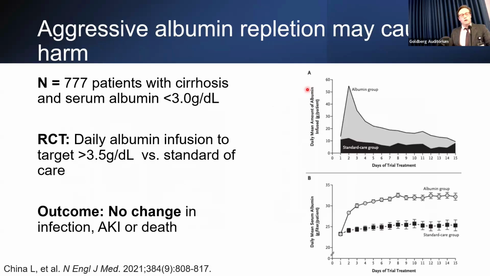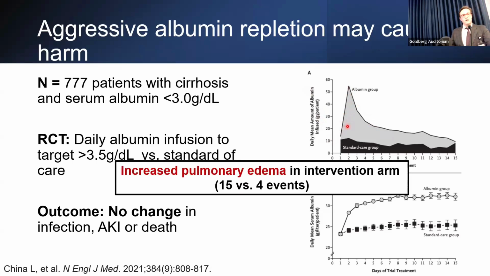And this is the albumin that I was talking about. In the same issue of the New England Journal, it really asks the question, is keeping a patient with cirrhosis who has hypoalbuminemia to a serum albumin greater than 3 beneficial, from restoring effective circulating volume, from preventing infections, et cetera. What we can see is the patients in the albumin arm certainly received a lot more albumin and certainly had an improvement in their albumin. But there's no change in infection, AKI, or death. There was, unsurprisingly, an increase in pulmonary edema in the intervention arm.